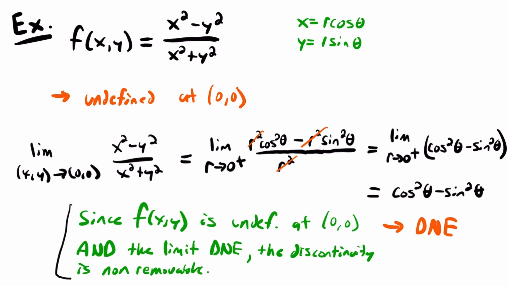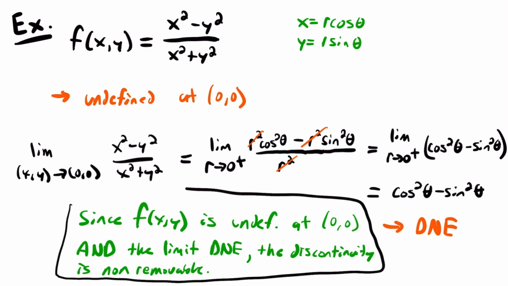All right, that's how we would classify the discontinuity for this function. So if you're given a function and you need to determine if a discontinuity is removable or non-removable, all you have to do is first check to make sure that the function is undefined at that point, and then see if the limit at that point exists or does not exist. If it does, the discontinuity is removable, but if it does not, then it's non-removable. And so that's all I wanted to talk about regarding continuity of a function of two variables.